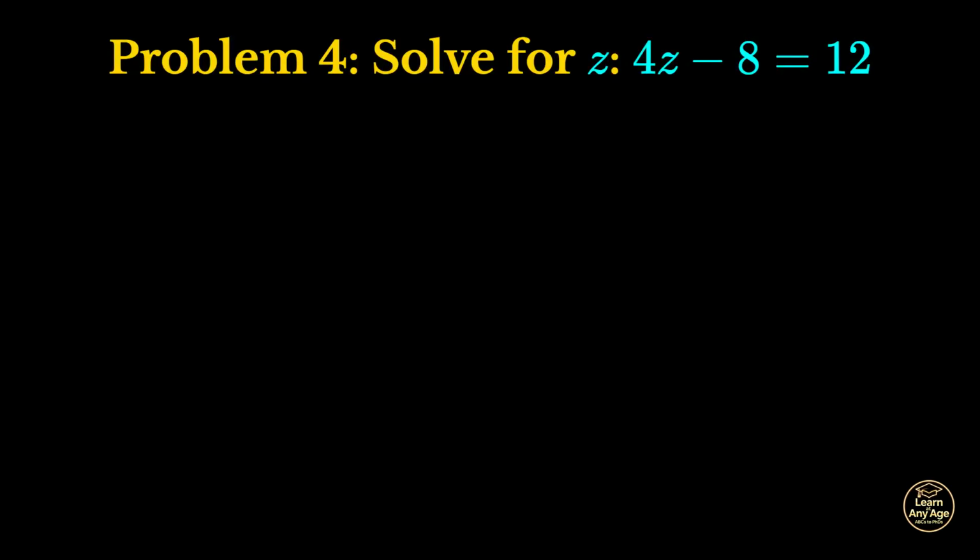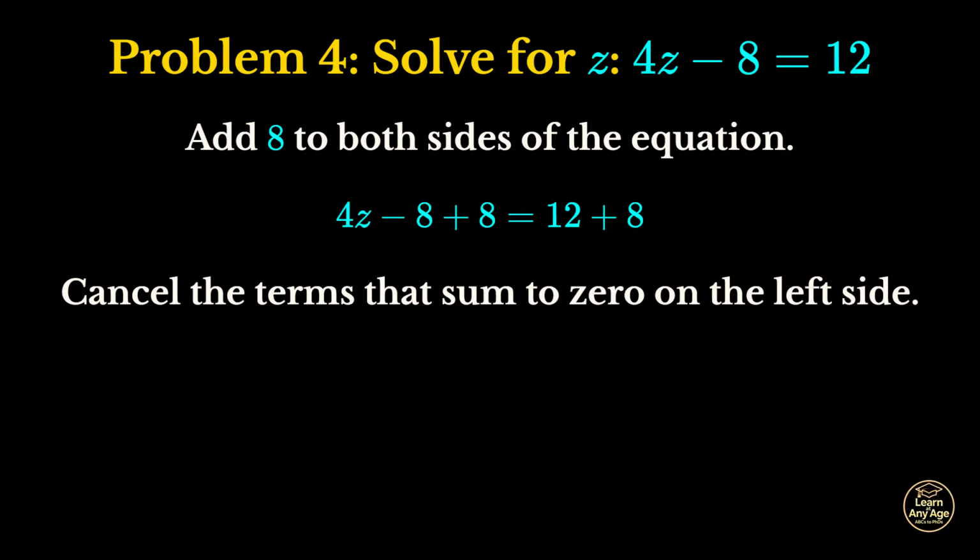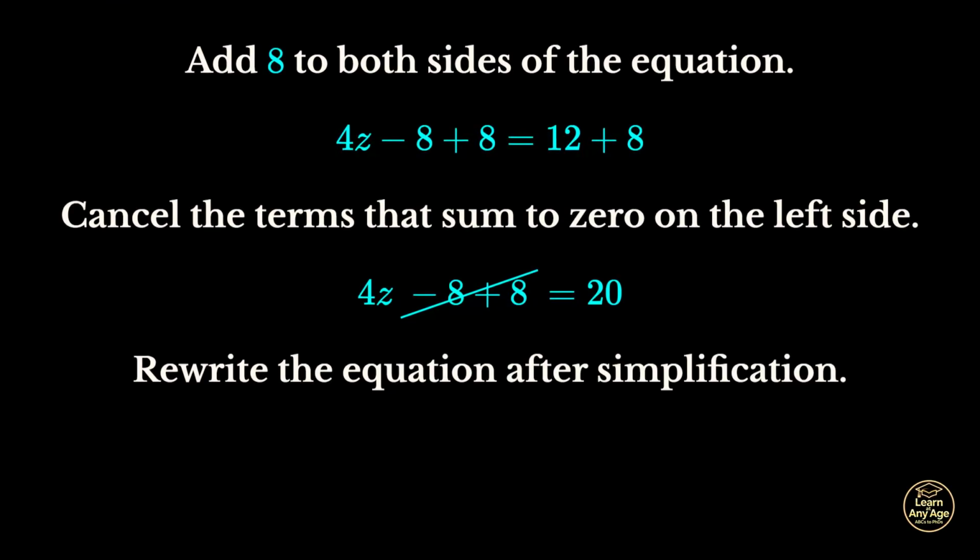Problem 4. Solve for z, 4z minus 8 equals 12. Add 8 to both sides of the equation. 4z minus 8 plus 8 equals 12 plus 8. Cancel the terms that sum to 0 on the left side. 4z equals 20. Rewrite the equation after simplification.